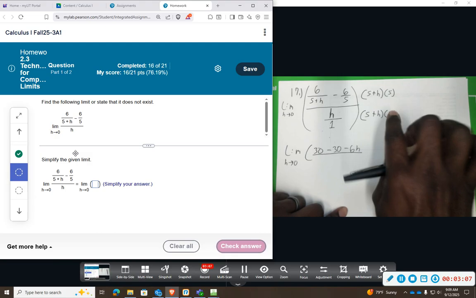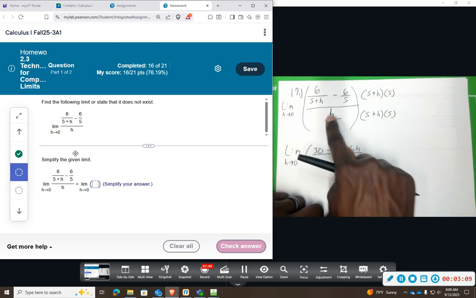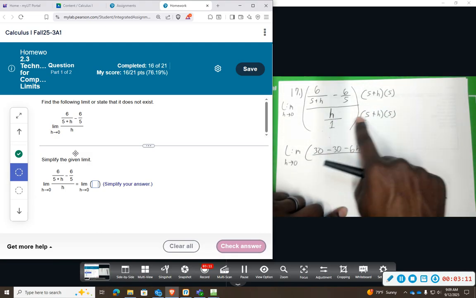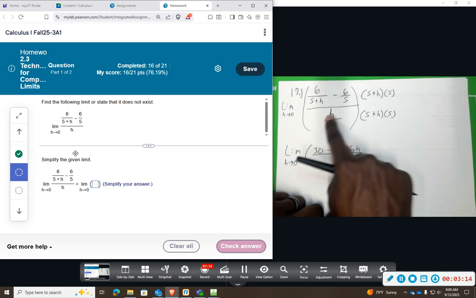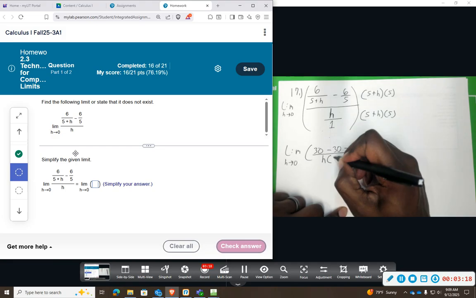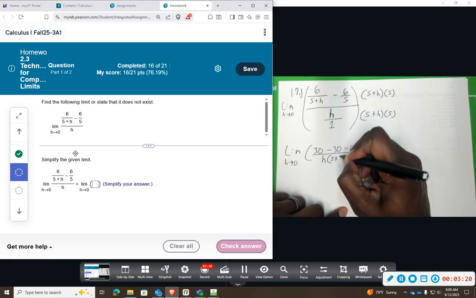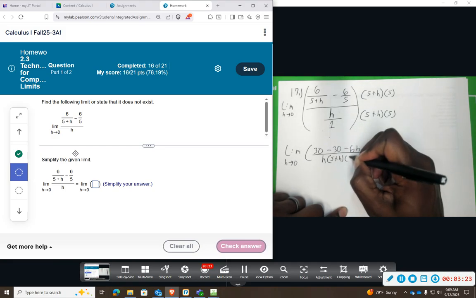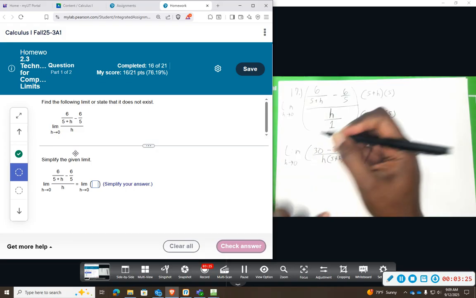And then on the bottom, we're just going to multiply this times h. And for the moment, I'm not going to actually distribute it. I'm just going to leave it as separate terms. So I have h times the 5 plus h, and then times 5. So this is what we get.